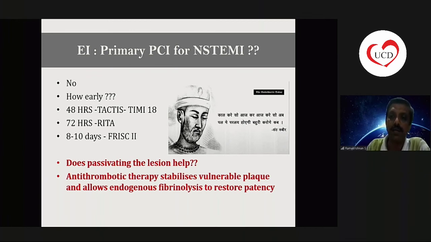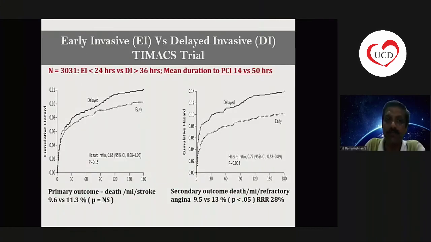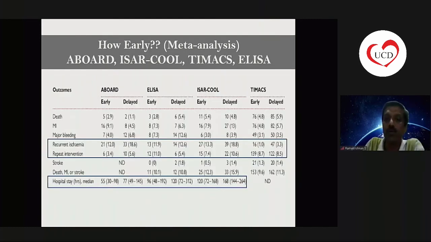Some people may argue, do today what you have to do tomorrow. What are we going to achieve by waiting and watching? So this is actually addressed very nicely in the TIMACS trial, where the primary outcome of death, MI, and stroke was not different whether you intervene within 24 hours or delay the invasive strategy to 36 hours, even though secondary outcomes were different. So there are various analyses that have looked into this in detail.